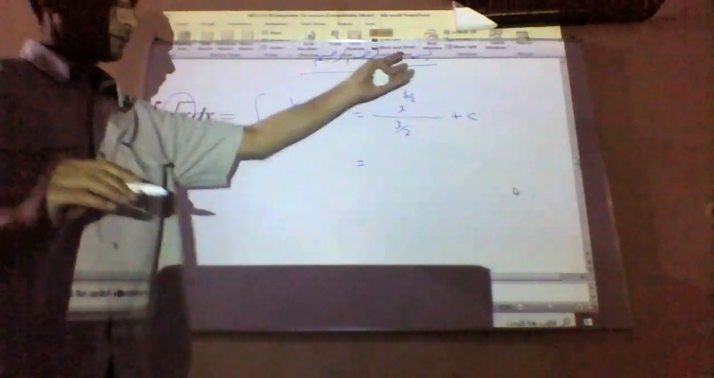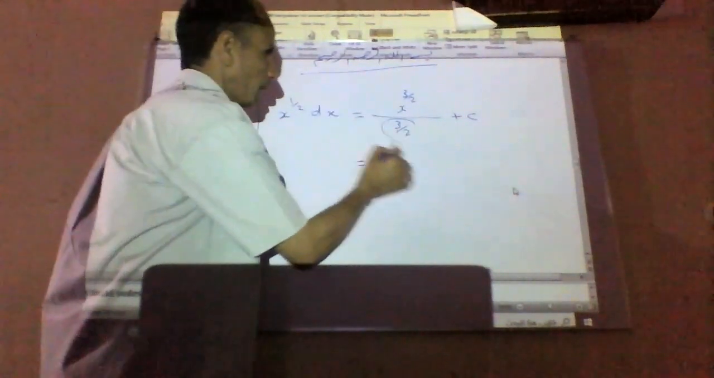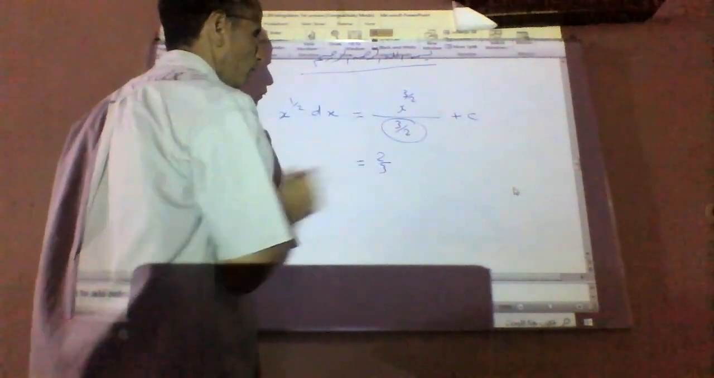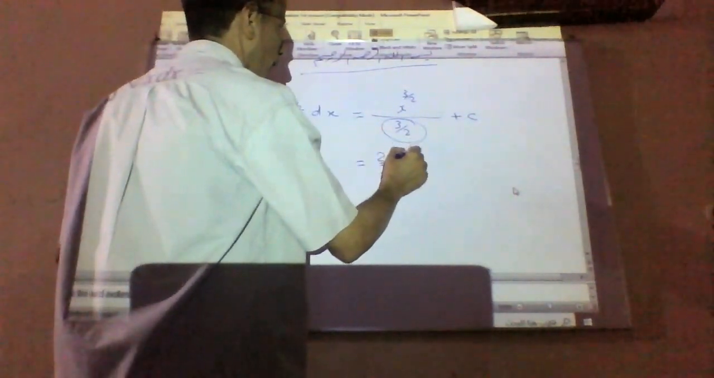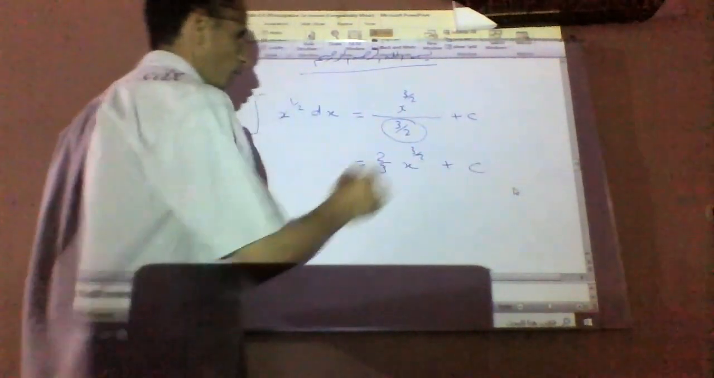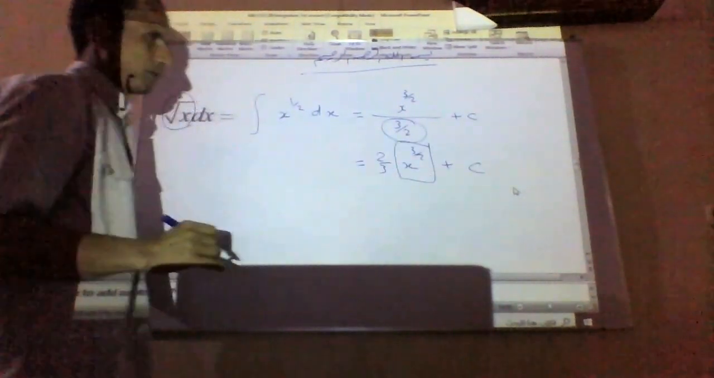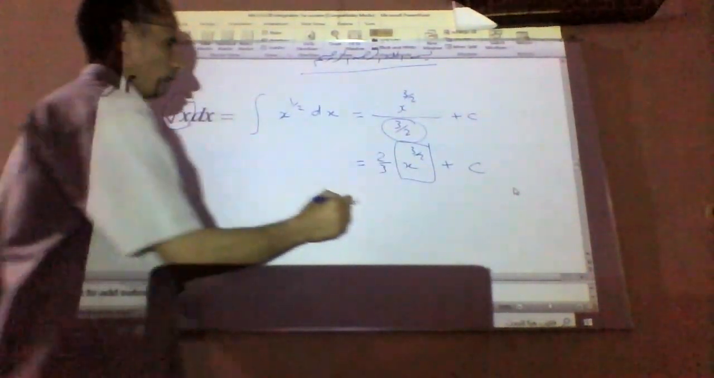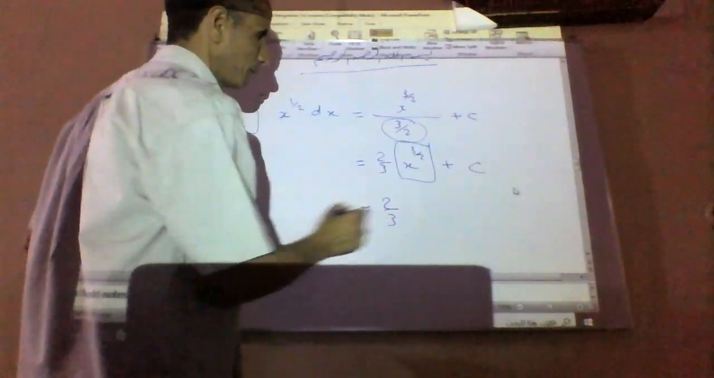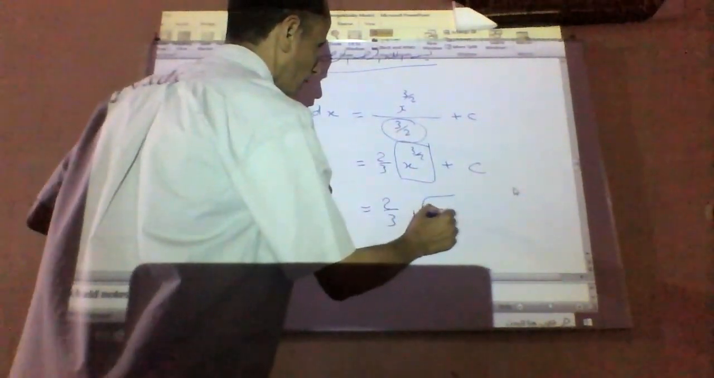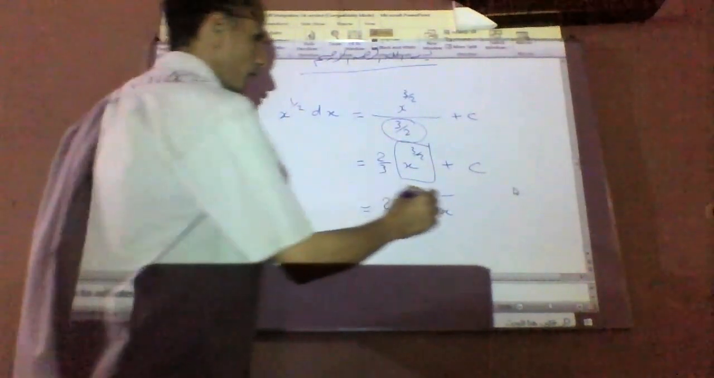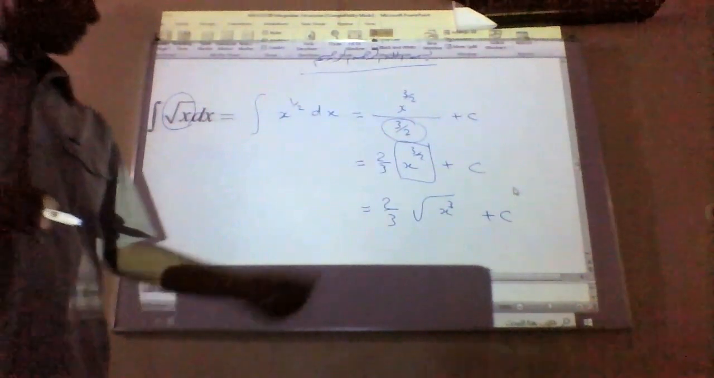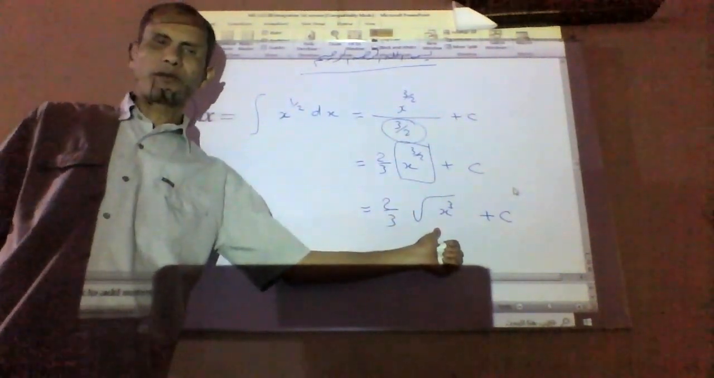We can simplify. Now we divide by 3 over 2, so we can multiply by 2 over 3. 2 over 3, x to the power 3 over 2 plus the constant. And you can write this expression in the root form as follows: 2 over 3, the square root of x cubed. This is the simplest form of the integration.